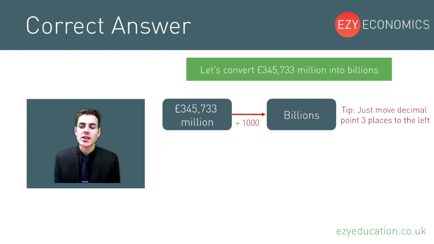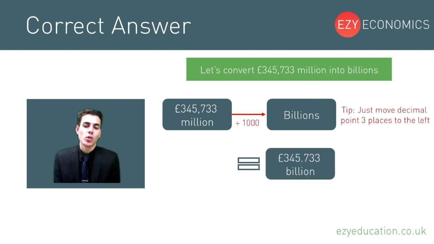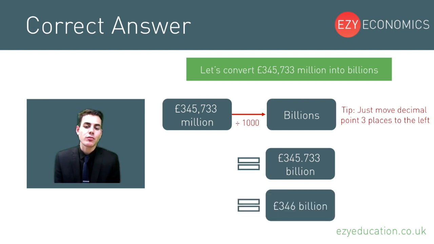So if we think of the decimal point starting at where the final 3 ends up, if we move that decimal place in 3 places to the left and add a billion number on the end, we get £345.733 billion. And if we round that up, because the 7 is bigger than the 5, we round it up to the nearest billion, we get £346 billion. And this is the correct answer because it's the most convenient way of expressing our millions figure.